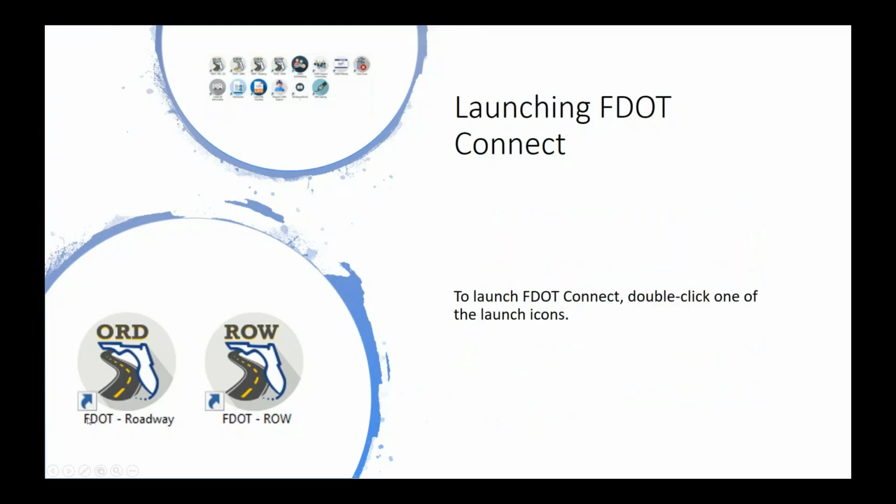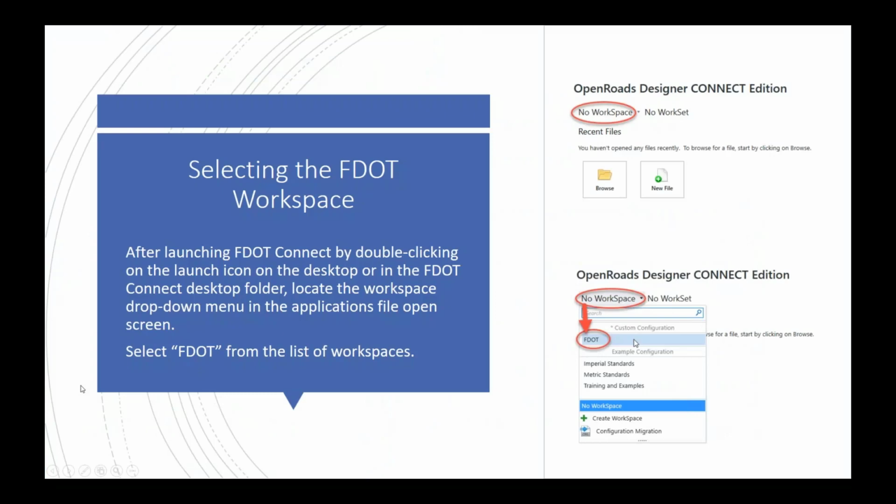To launch OpenRoads Designer from the FDOTConnect workspace, simply double-click on one of the icons. And if this is the first time you've launched FDOTConnect, it's important to remember to select the FDOT workspace from the Workspace Select drop-down menu, like we discussed in the previous webinar. And again, to do this, locate the Workspace drop-down menu near the top left of the Application File Open screen. This drop-down menu will either say No Workspace, or it'll display the name of the last workspace you were in. So you select FDOT from the drop-down. You can see here's where it says No Workspace. Because this is a fresh installation, I'm selecting FDOT right there.